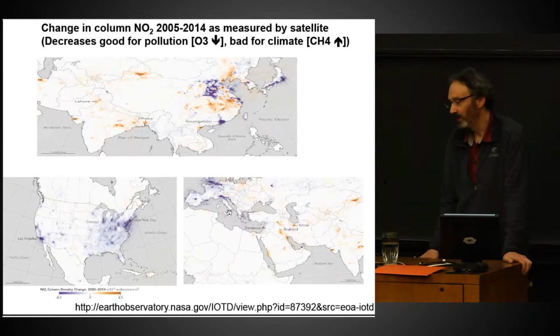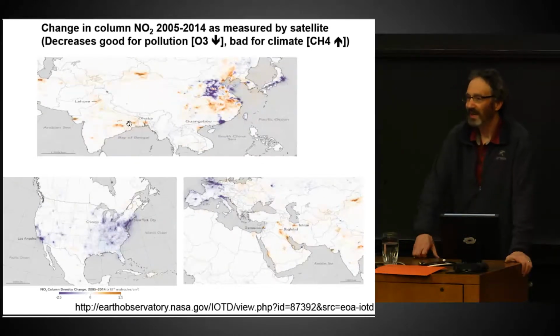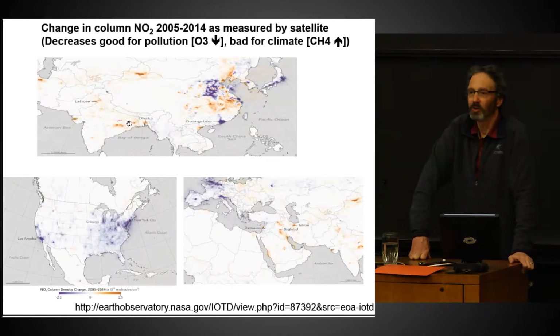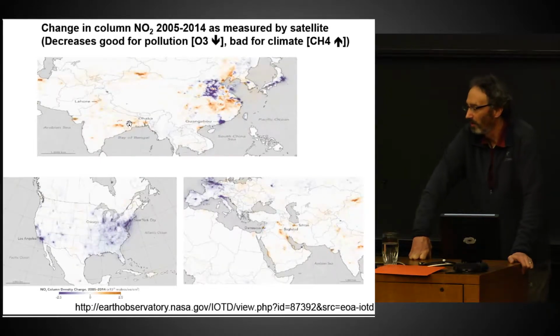However, if you look in other places, for example, much of China here, India, many countries here in the Mideast, the emissions of this pollutant have increased in the last 10 years. So this means that air pollution in these places, and particularly ozone, has increased, which is bad for health.